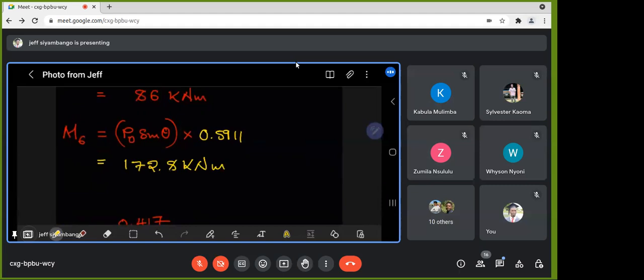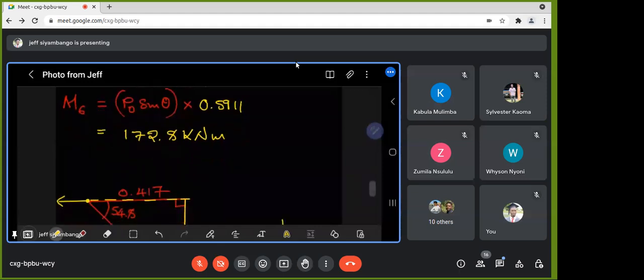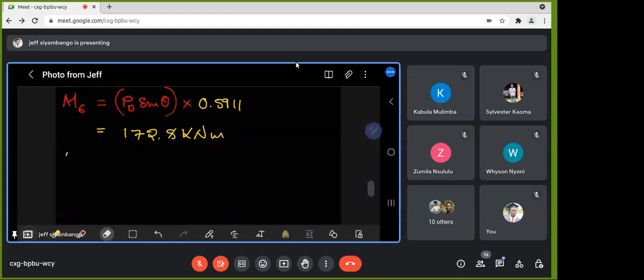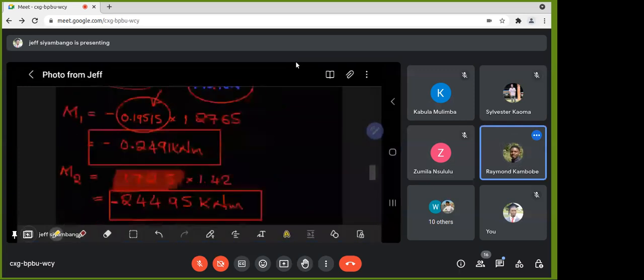Okay, this is just M6. We now need M7. Any questions so far? I'm still not so clear on how you got 0.591 as the distance for M6.